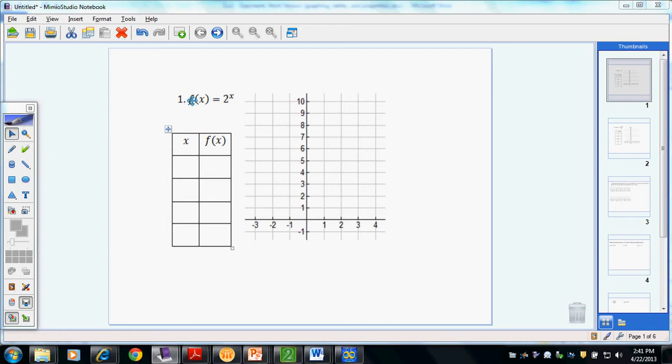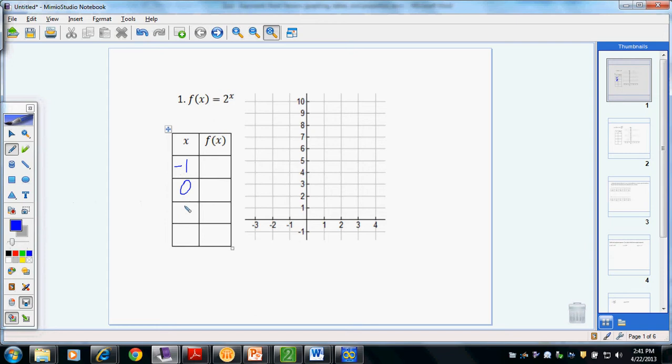So you have this function here, f of x equals 2 to the x power. When we set up our table, we need to make sure that we carry at least one negative value in there with us. So let's do a -1, a 0, a 1, and a 2. And so when we plug this into the function for f of -1, we replace x with -1.